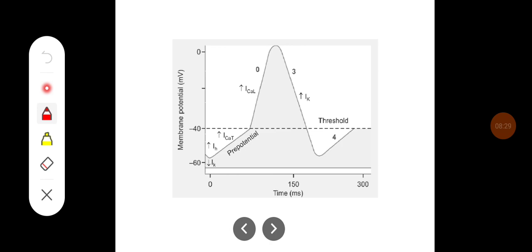So this is the diagram of the prepotential. As we can see, the initial part is mainly because of the delayed closure of the potassium, and also because of the funny current, that is, the ion charges increase inside the cell membrane of the myocytes, which is called the funny current. And the later part is mainly because of the opening of the transient calcium channels. So this is the ionic basis of the prepotential or diastolic depolarization.